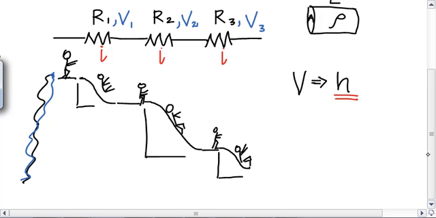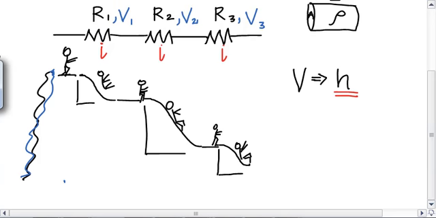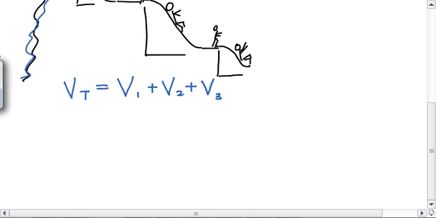Okay, so then that means that the voltage across all three of our resistors, the total voltage, is the sum of the voltage across 1 plus the voltage across 2 plus the voltage across 3. Just like the total height is the sum of the height difference between each one of our slides. Trying to make an analogy. Okay, so now if V equals IR, let's make a substitution into this voltage equation right there.